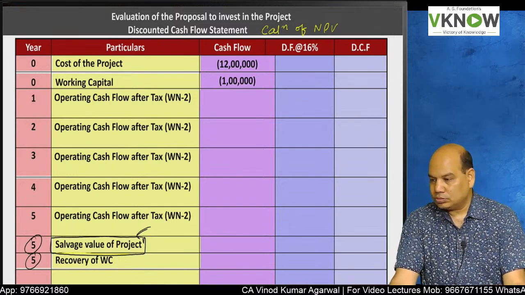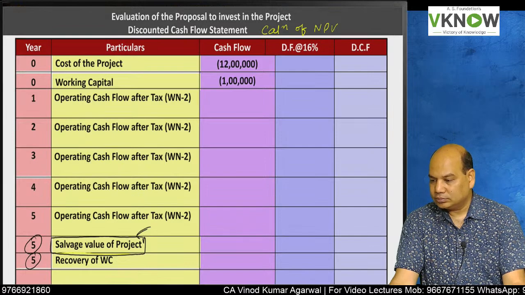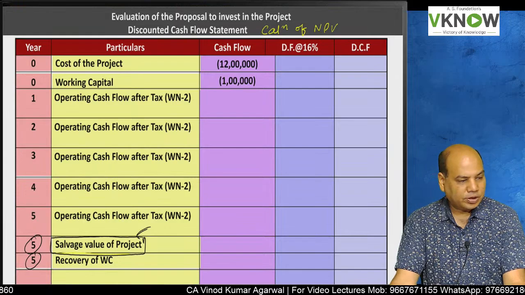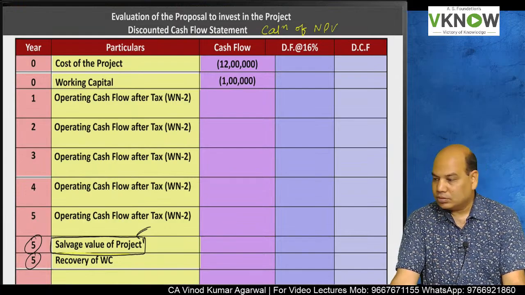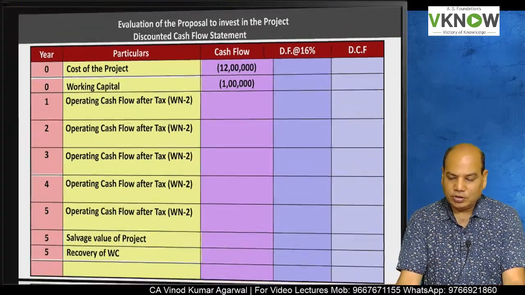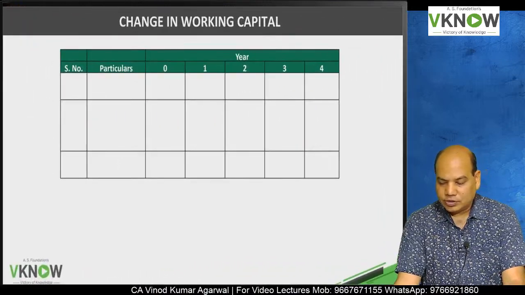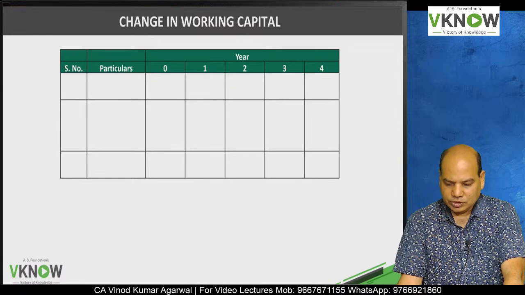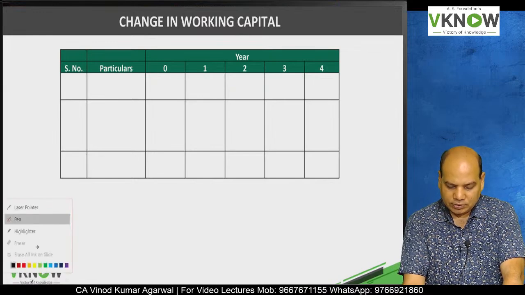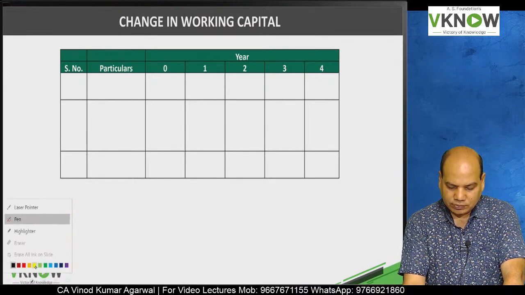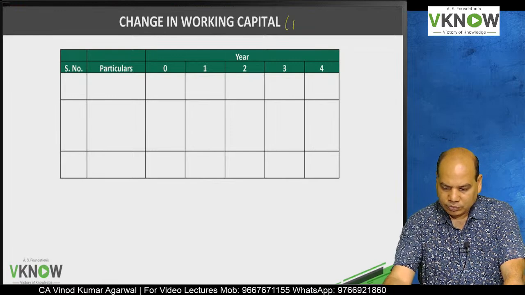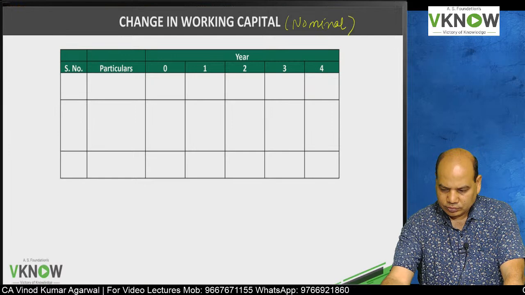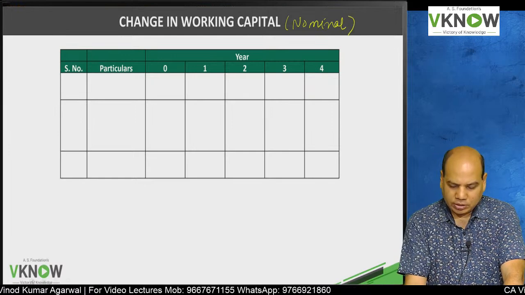Have you drawn the format? Everybody, have you written the information which is available right now? Please confirm yes. Very good. Now you write down first: change in working capital, change in working capital in bracket nominal.